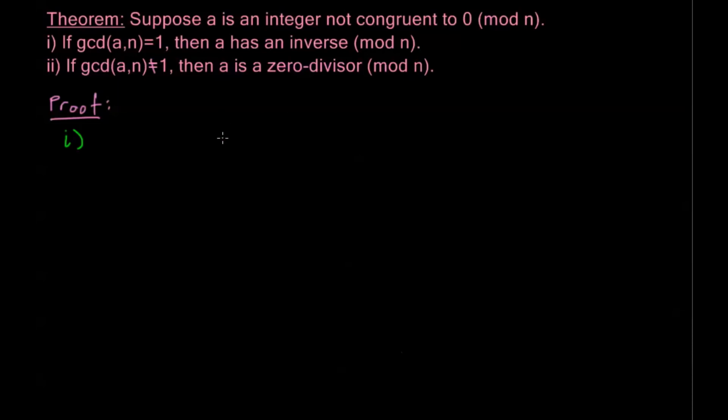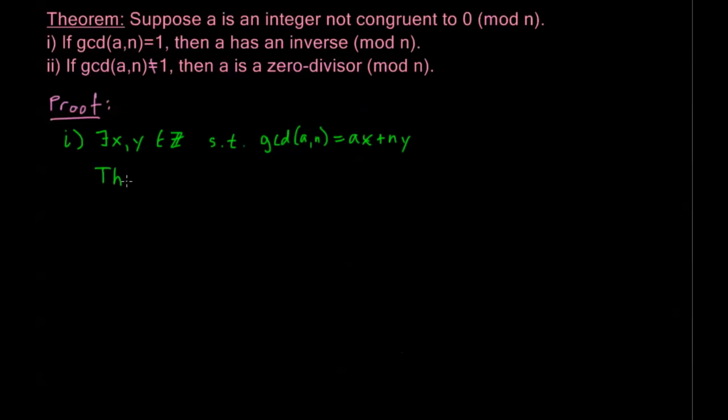And this is going to be from our results with the linear combinations of GCDs with our Euclidean algorithm. I know that there exists an x and a y in the integers such that the GCD of a and n is equal to ax plus ny. This is what we did in the previous section. We actually found these linear combinations, but we always know that they exist. We can write the GCD as a linear combination by using the reverse Euclidean algorithm.